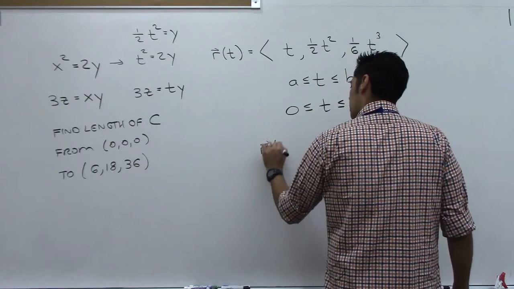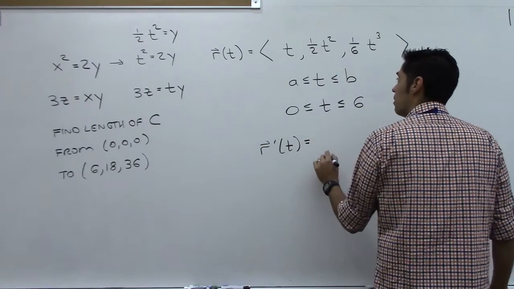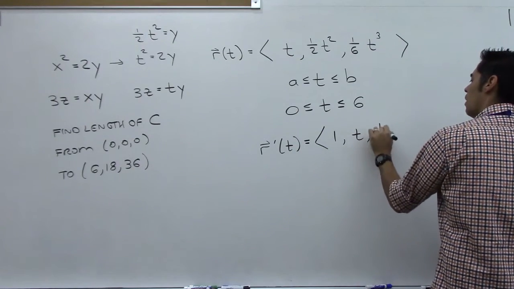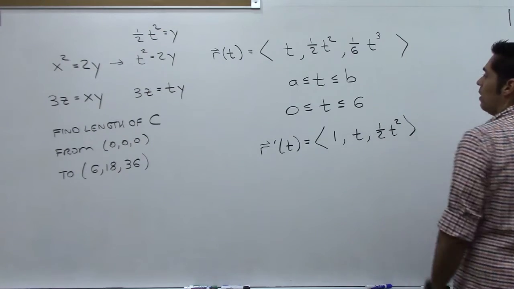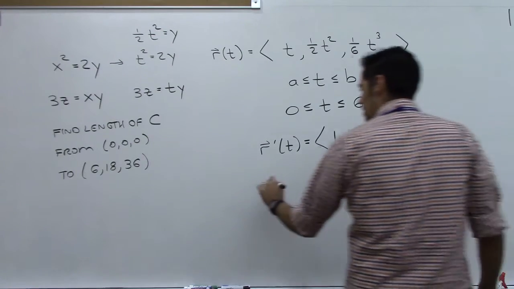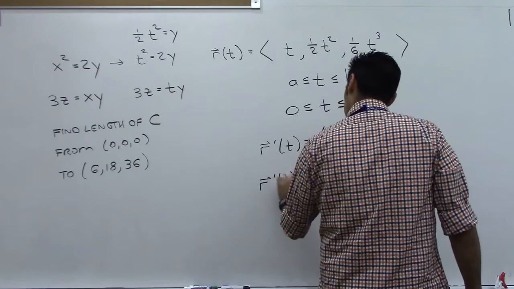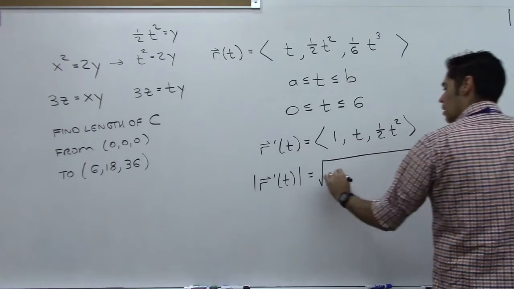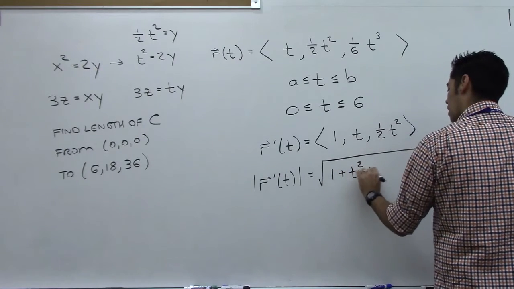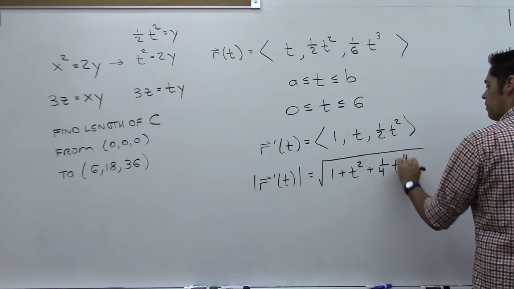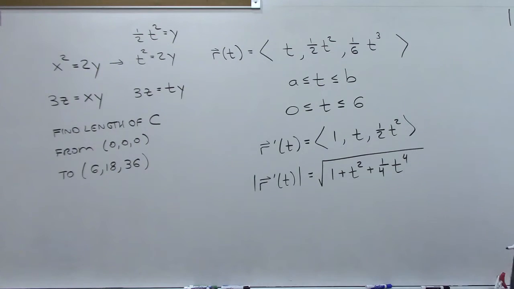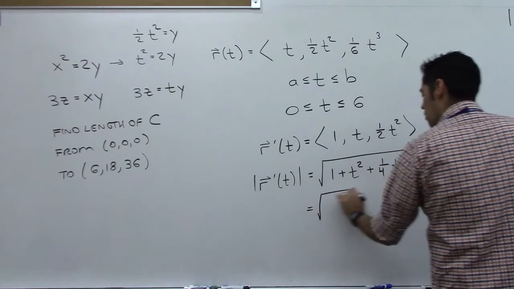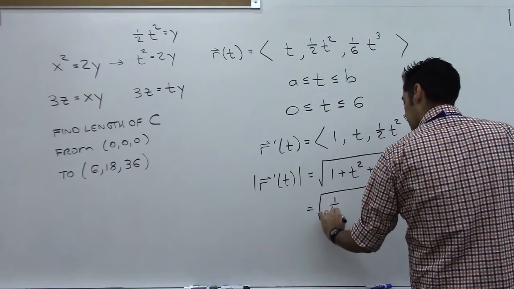I'm going to go ahead and take the derivative of this, because I'm going to need the magnitude of the derivative. The derivative is 1, t, 1/2 t squared. That's the derivative of that. And then I take the magnitude of this, which is the square root of 1 plus t squared plus 1/4 t to the 4th. And I'm going to hope that this factors.